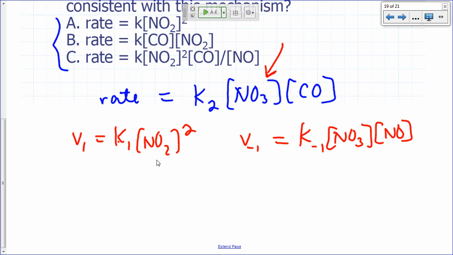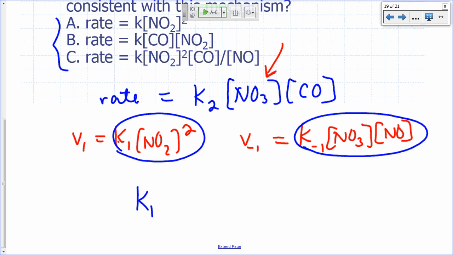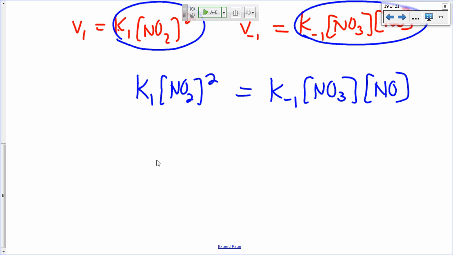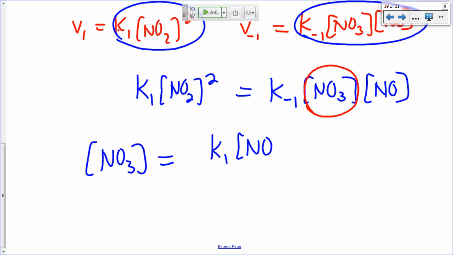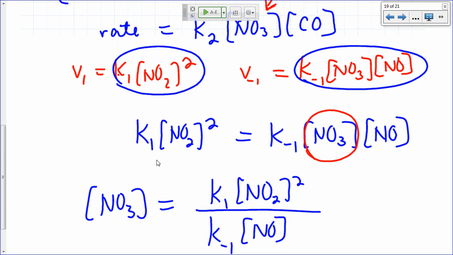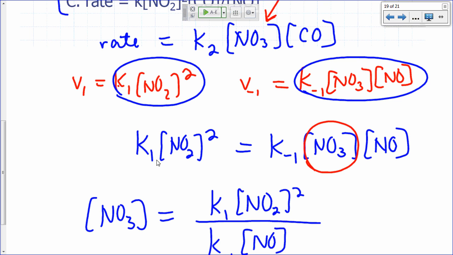That because it's fast and reversible, throughout most of the reaction, V1 is equal to V sub negative 1, right? So we say K1 times NO2 squared equals K sub negative 1 times NO3 times NO. And what's my goal for doing this? I want to be able to express NO3 in terms of things that are more easily measured in the lab. So I'm going to say NO3, my intermediate, is equal to what? K1 NO2 squared divided by K sub negative 1 times NO. So I plug that into where? My original expression.